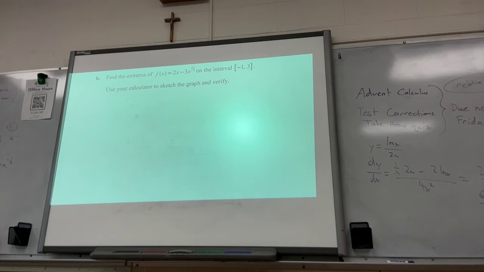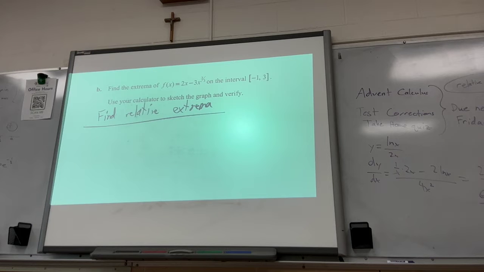So I did a lot of talking. Let's actually do one example and then go to lunch. Find the extrema of f. We've got to find the relative extrema, so we're going to do what? Sign chart with the first derivative. So f prime of x equals 2 minus 2x to the negative 1/3. We set it equal to what?